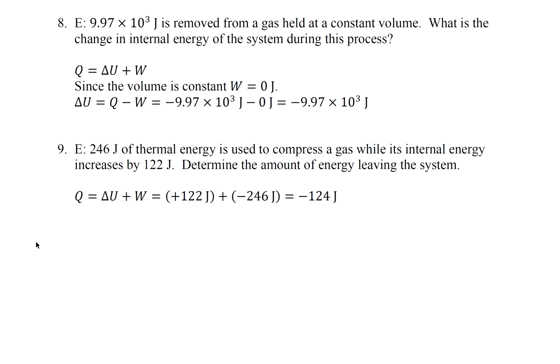Question 9. 246 joules of thermal energy is used to compress a gas. Compress a gas means work is negative, right? While its internal energy increases by 122 joules. Determine the amount of energy leaving the system, okay? The internal energy increases, so delta U is positive, 122. This compresses a gas, so the volume gets smaller, so the work is negative.